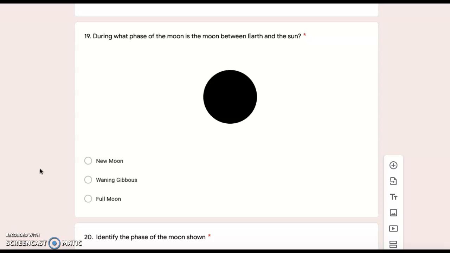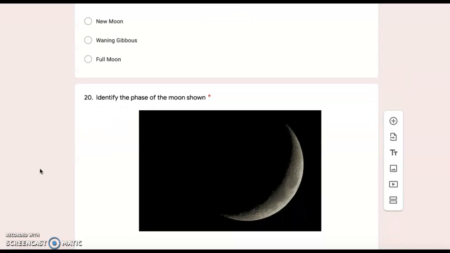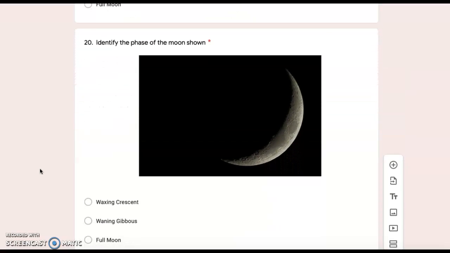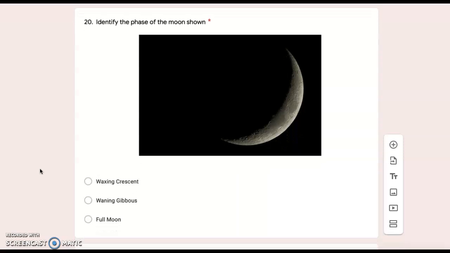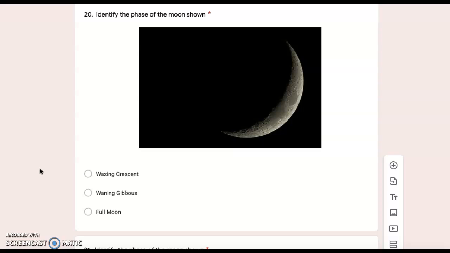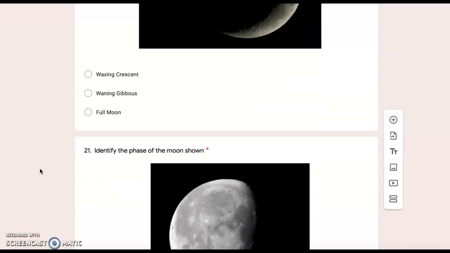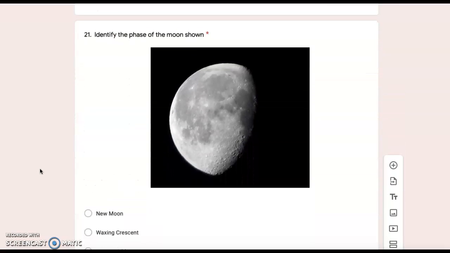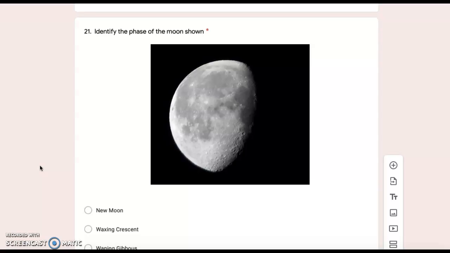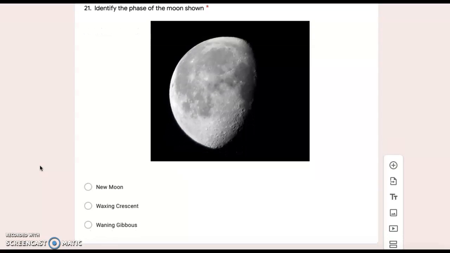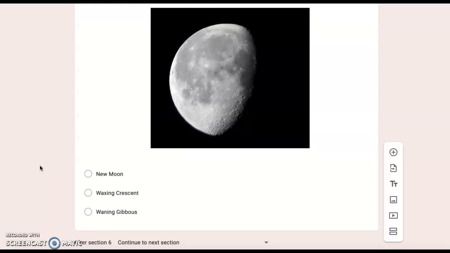Number 19. During what phase of the moon is the moon between Earth and the sun? New moon, waning gibbous, or full moon? Number 20. Identify the phase of the moon shown. Waxing crescent, waning gibbous, or full moon? 21. Identify the phase of the moon shown. New moon, waxing crescent, or waning gibbous?